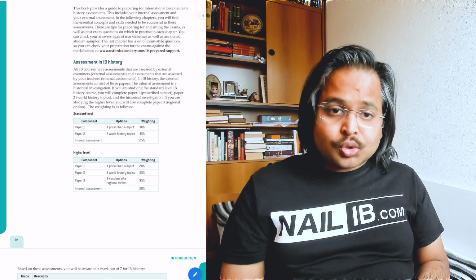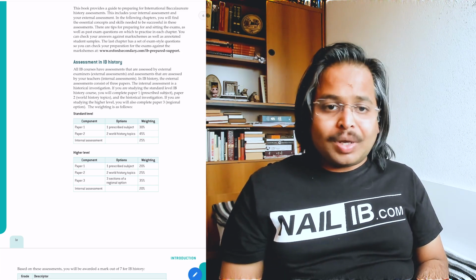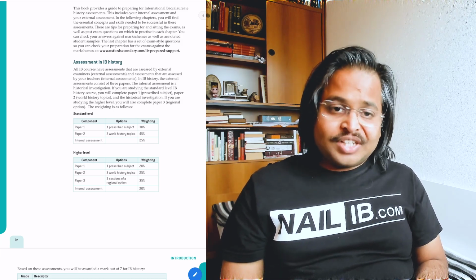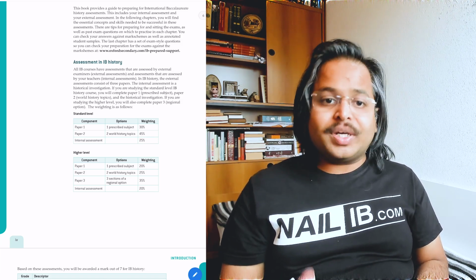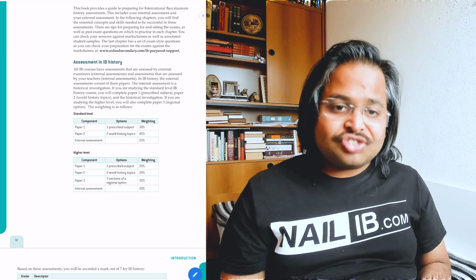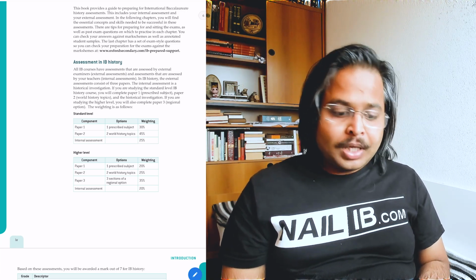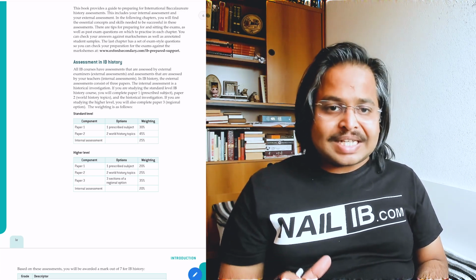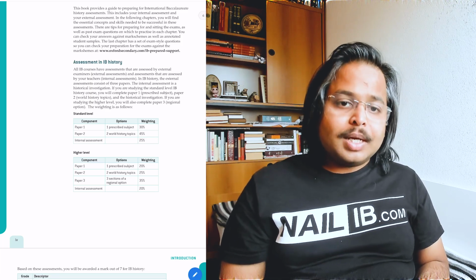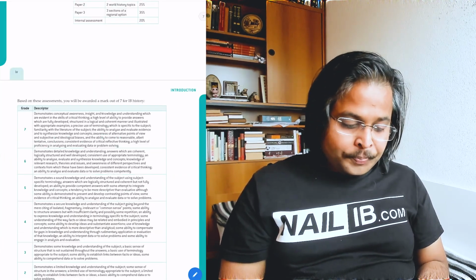If you are an HL student, then this particular component of paper 1, the source-based paper, will fetch you 20% of your grade. So it goes down because you have an extra HL extension component as well. But if you're an SL student, paper 1 stands at 30%. If you're an HL student, paper 1 stands at 20% of your grade.